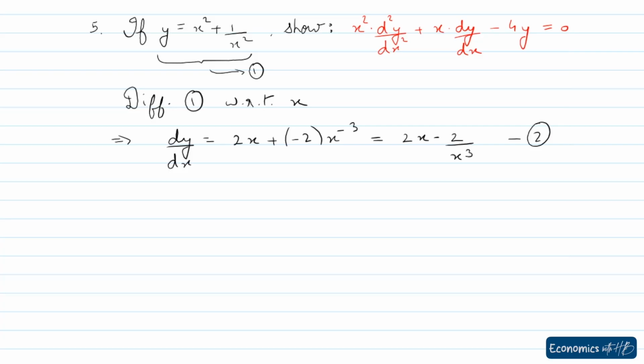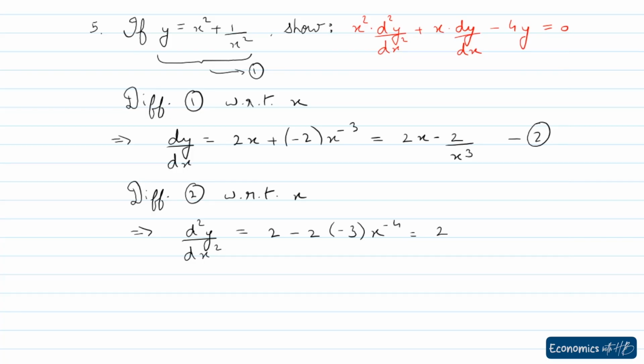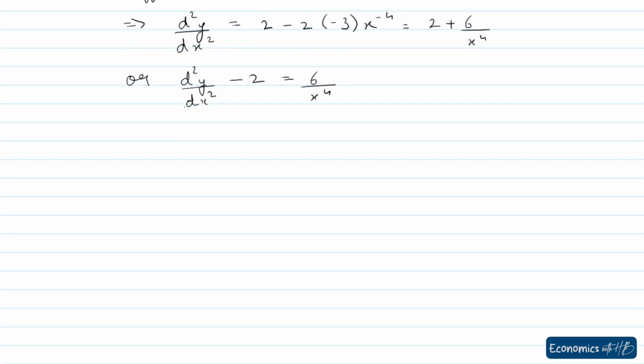Differentiating again with respect to x, we get d2y by dx square is equal to 2 minus 2 into minus 3 x to the power minus 4, which is minus 3 minus 1, so it becomes minus 4. Simplifying, we get 2 plus 6 by x to the power 4. Or d2y by dx square, this 2 comes on the left hand side, minus 2 is equal to 6 over x to the power 4. We can write this as x to the power 4 into d2y by dx square minus 2 into x to the power 4 is equal to 6.